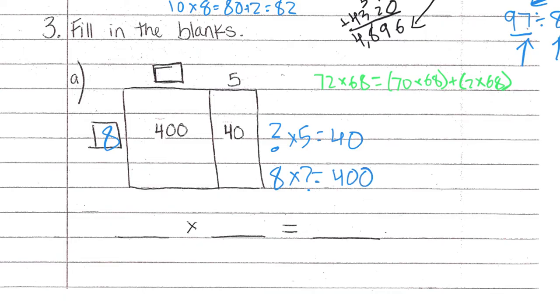Well, wait a second. That said 40. That says 400. Ooh, I could probably figure this out a little bit because I know, and I'll do this in a different color, I know that 8 times 5 is 40. So I just need to add a 0 to get the answer. Okay? So I know that that's a 50.